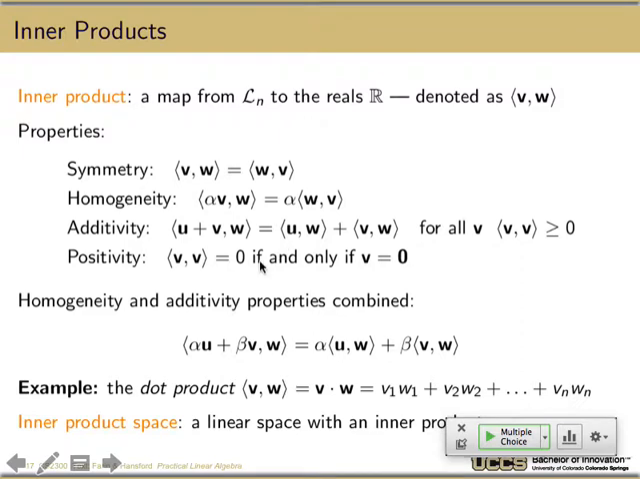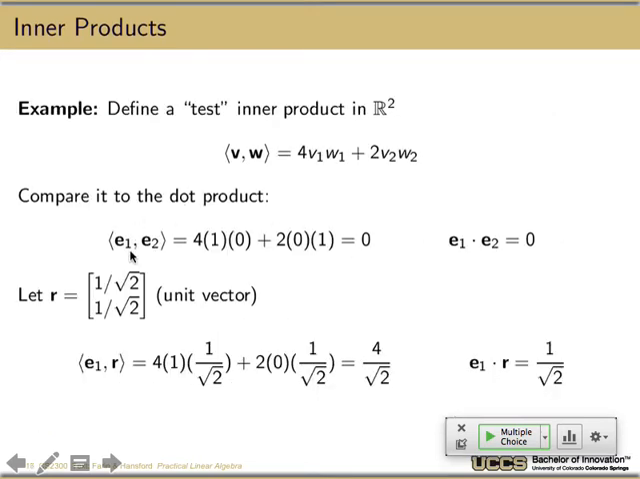So the last question is positivity. Is it 0 if and only if v and w is 0? So if I put in the same vector, like E1 and E1, right, then I'm going to get 4 times this, and whatever value is in the first item will still be there. So this ends up satisfying all of those items.